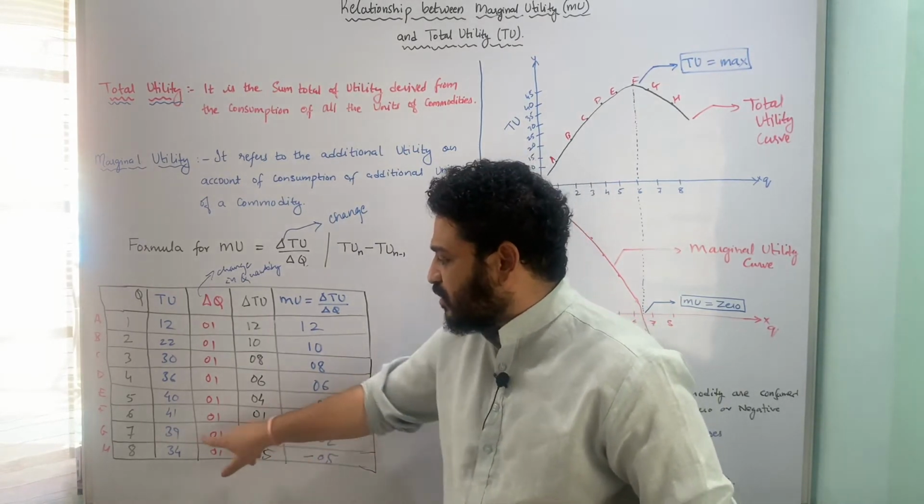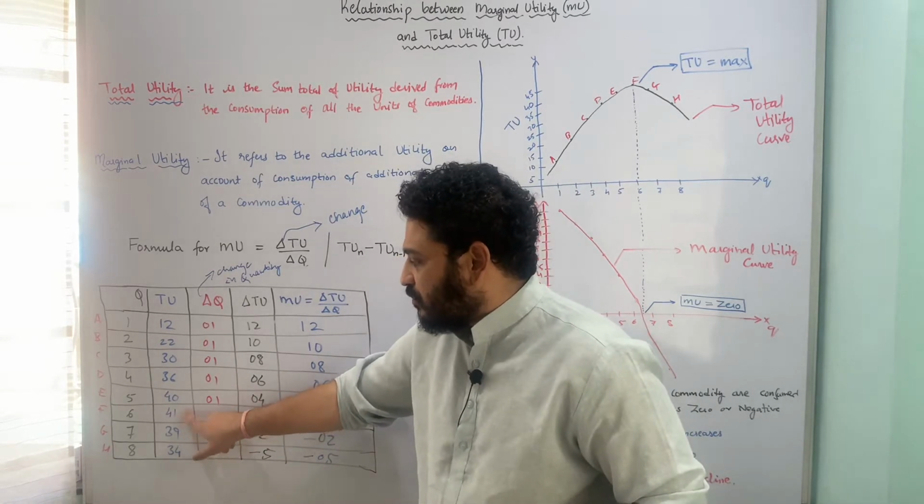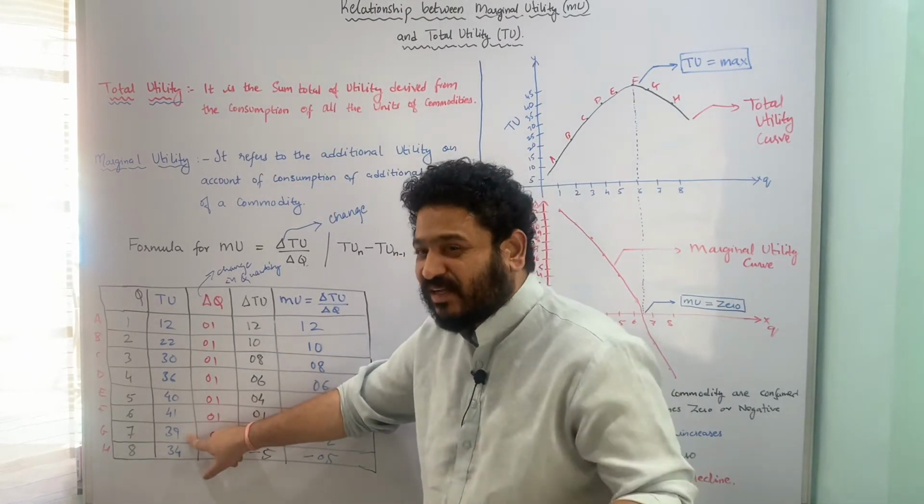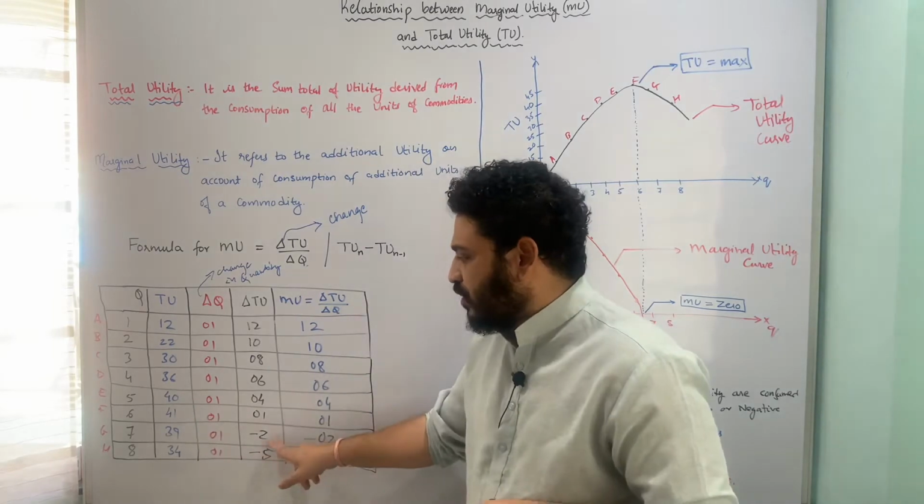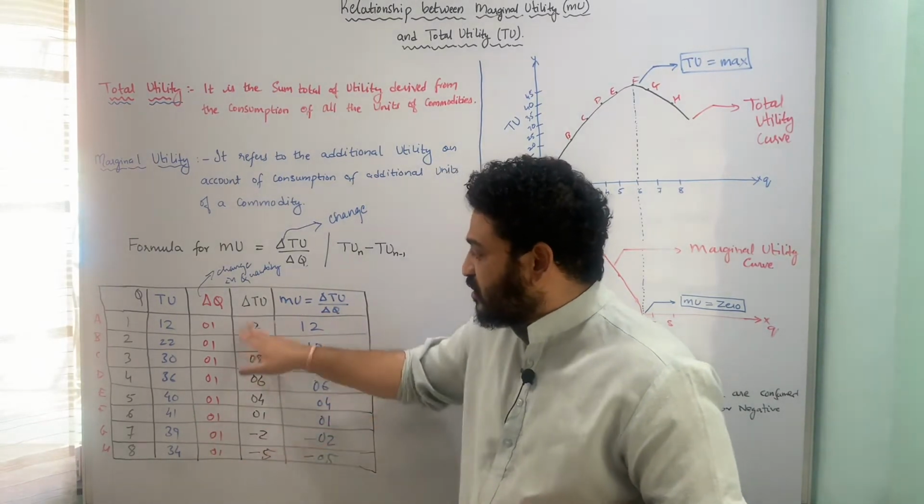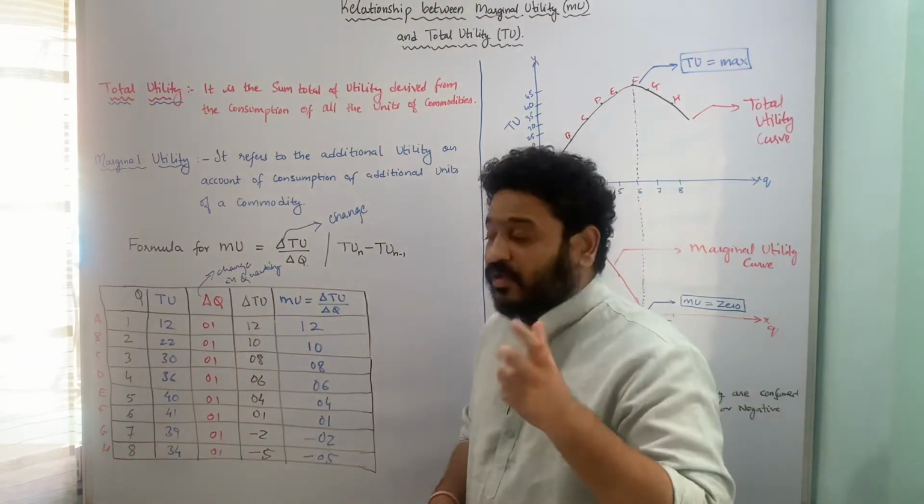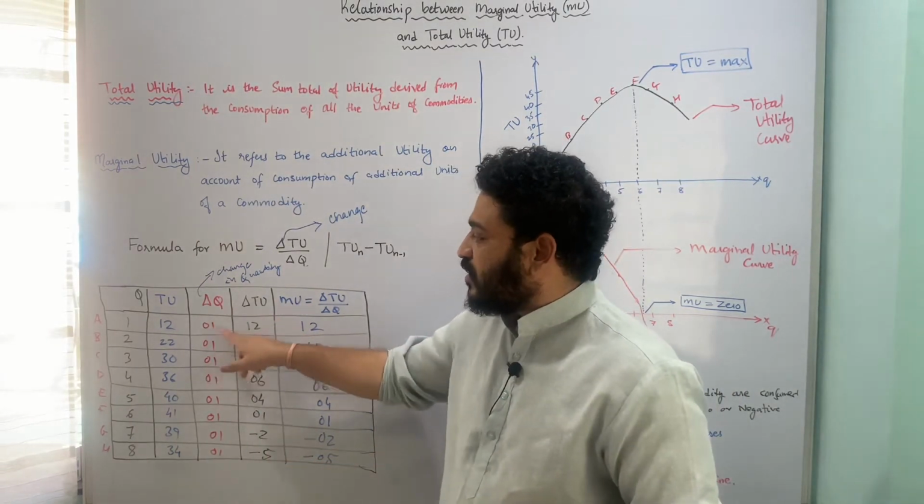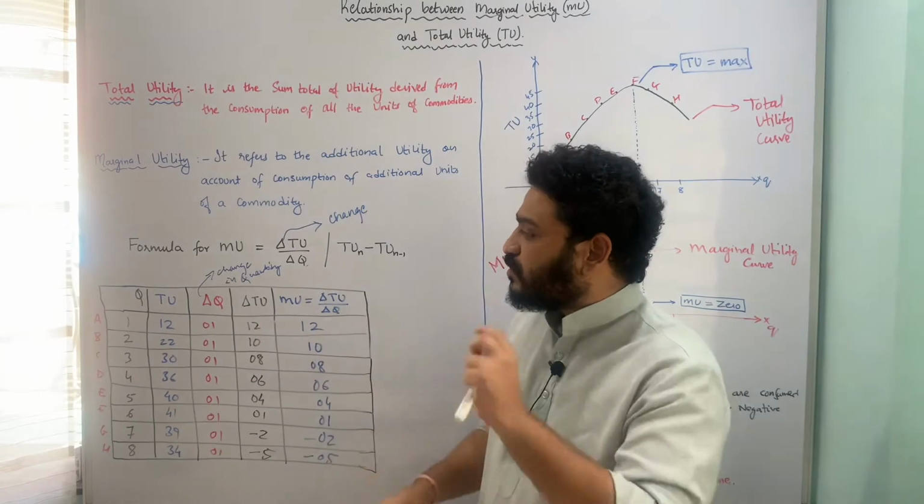The change is minus 2 because from 41 it has come to 39. So 39 minus 41 is minus 2. Then 39 to 34. So 34 minus 39 is minus 5. So this is my change in total utility with respect to change in quantity. As the quantity was changing, total utility was also changing.